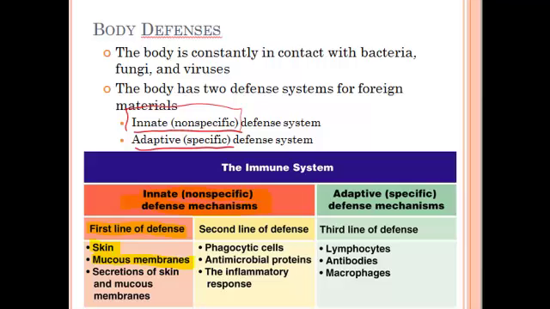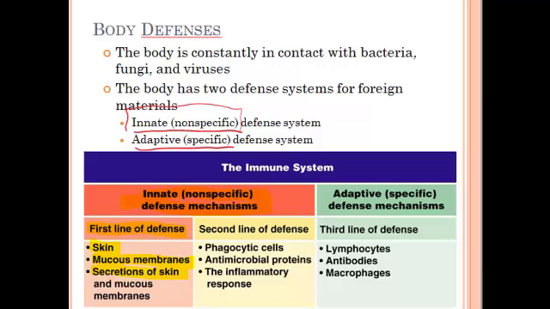So our skin and our mucous membranes do a very good job there. We also have secretions from our skin and other mucous membranes, and within the secretions there are chemicals that also actively attack and get rid of foreign substances.